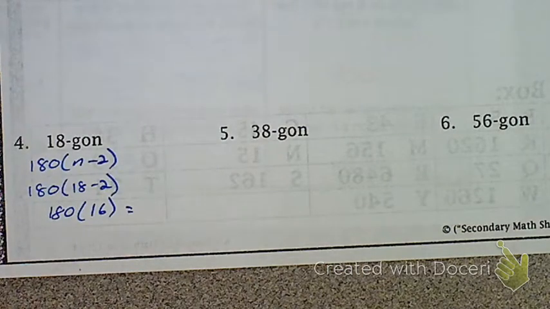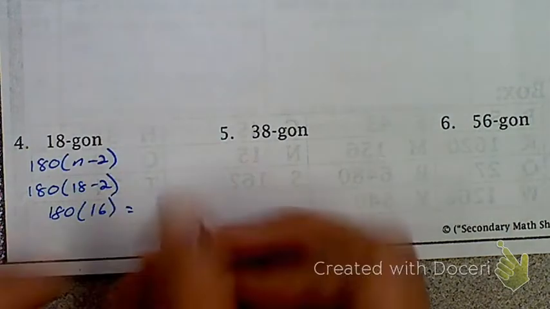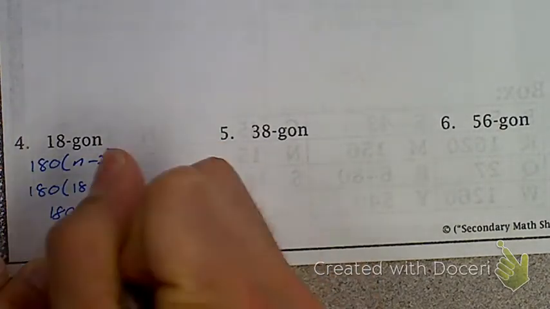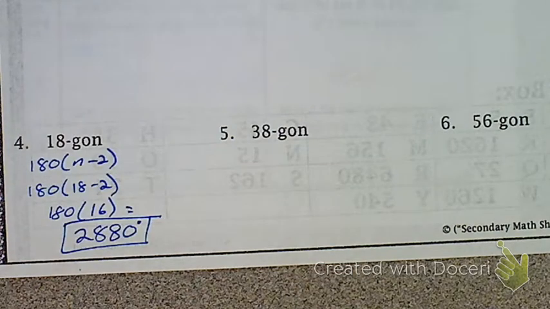You just did it. Why aren't you doing it? We'll wait for Cameron. 2,880. I must see the formula written and the work shown for the ones that need it. Which is anything bigger than how many sides? What's the biggest shape we have? We have 10. Anything bigger than 10, I need to see the work for it.